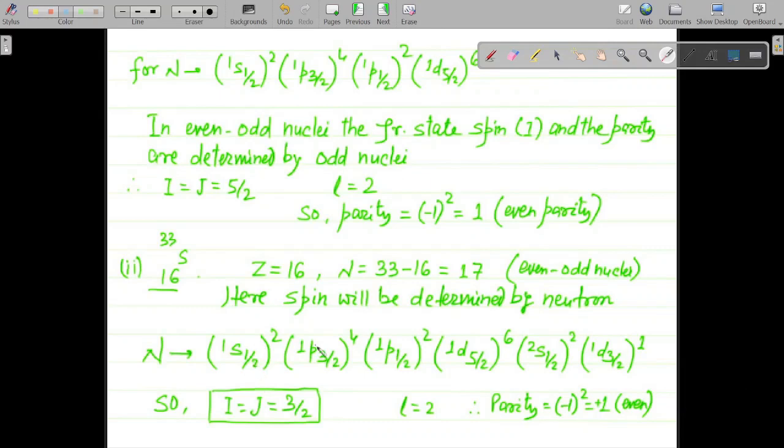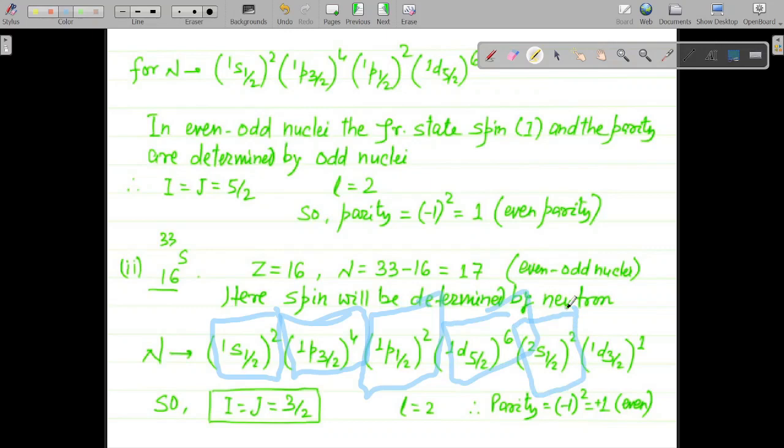So now the spin will be determined by the neutron. Clearly the unpaired neutron will go in the last, because all these are even numbers. After writing the nuclear configuration with respect to neutron, you can see that these are paired up because the number of neutrons is even. The number of neutrons here is 4, here it is 2, here it is 6, here it is 2. So all of them will be paired up.